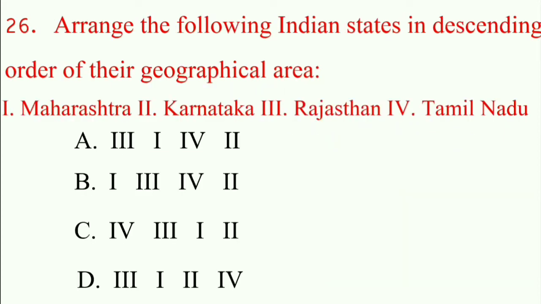Next, arrange the following Indian states in descending order of their geographical area. First Maharashtra, second Karnataka, third Rajasthan and fourth Tamil Nadu. Answer D: first Rajasthan, second Maharashtra, third Karnataka and fourth Tamil Nadu.